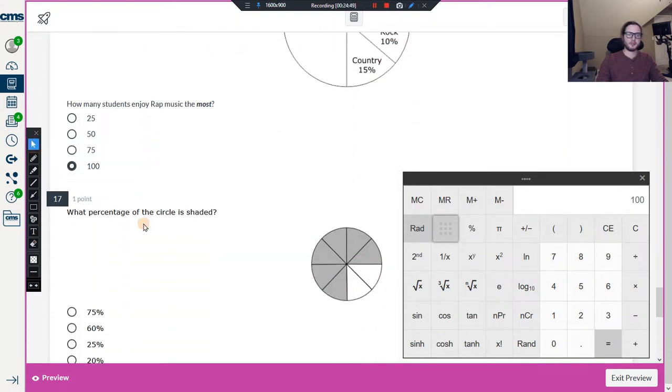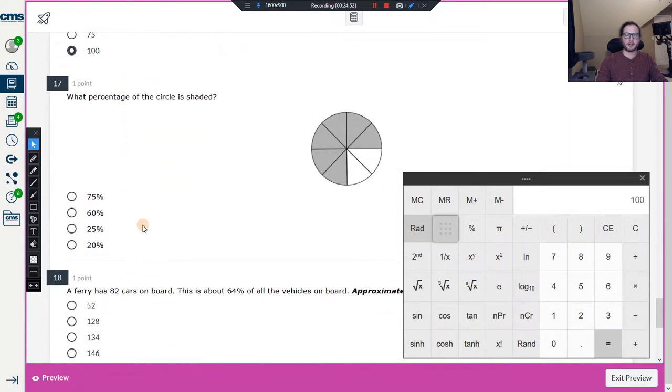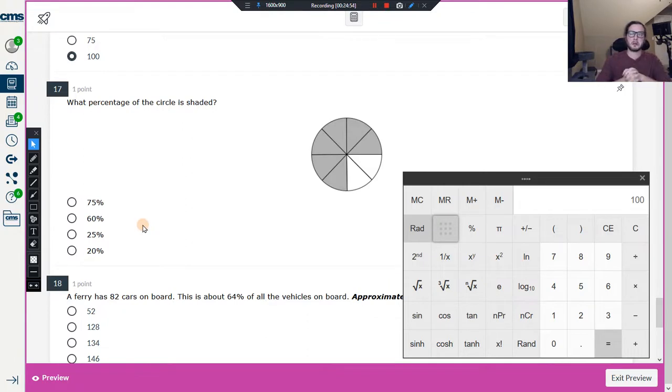Let's go ahead and do number 17, another picture graph. This time, it was simply asking what percentage of this circle is shaded. So what we need is a total to work with, and we need a part to work with. That's right, even if it's a picture, it doesn't change the way we solve this problem.